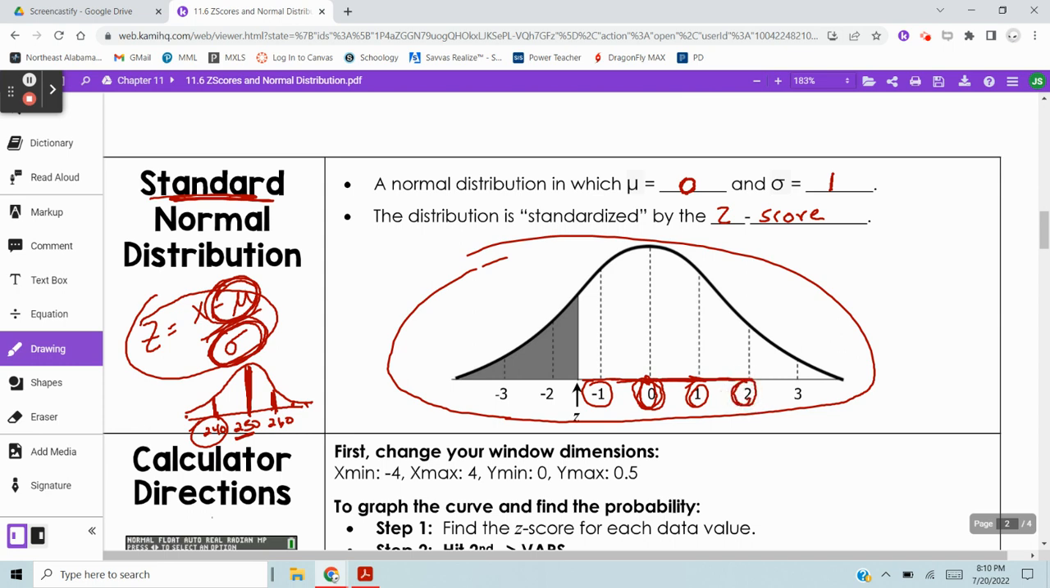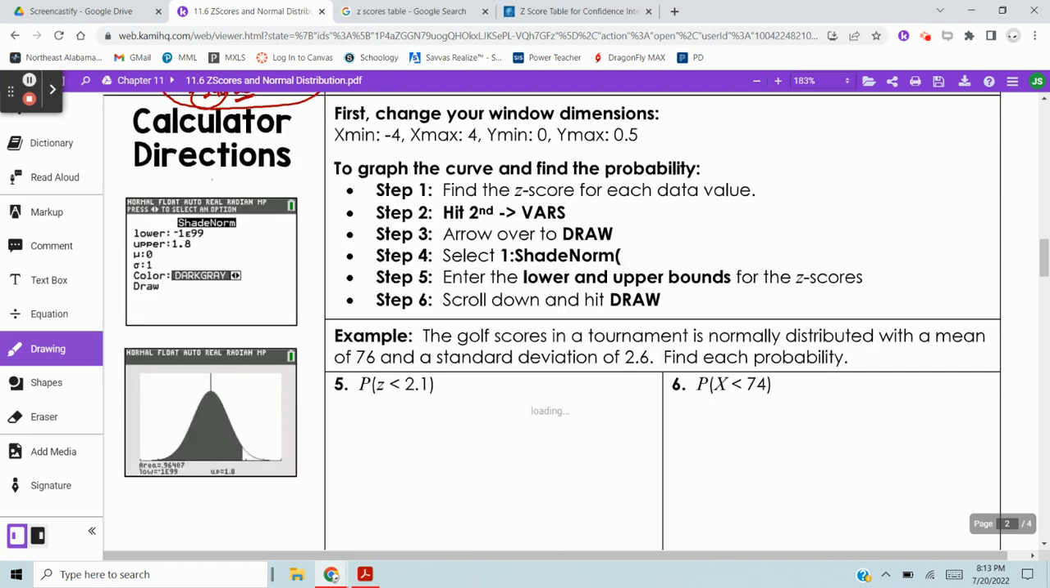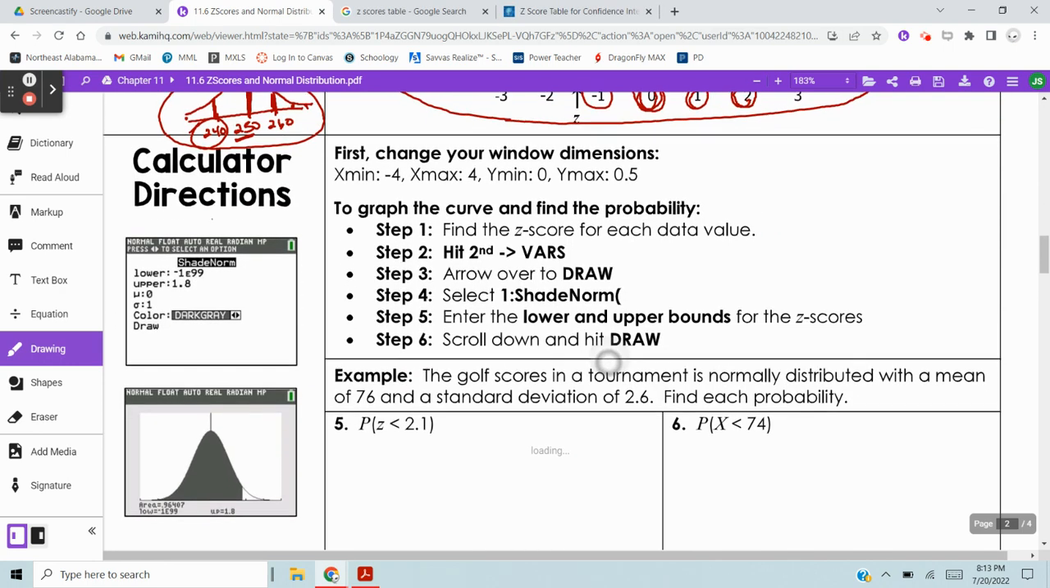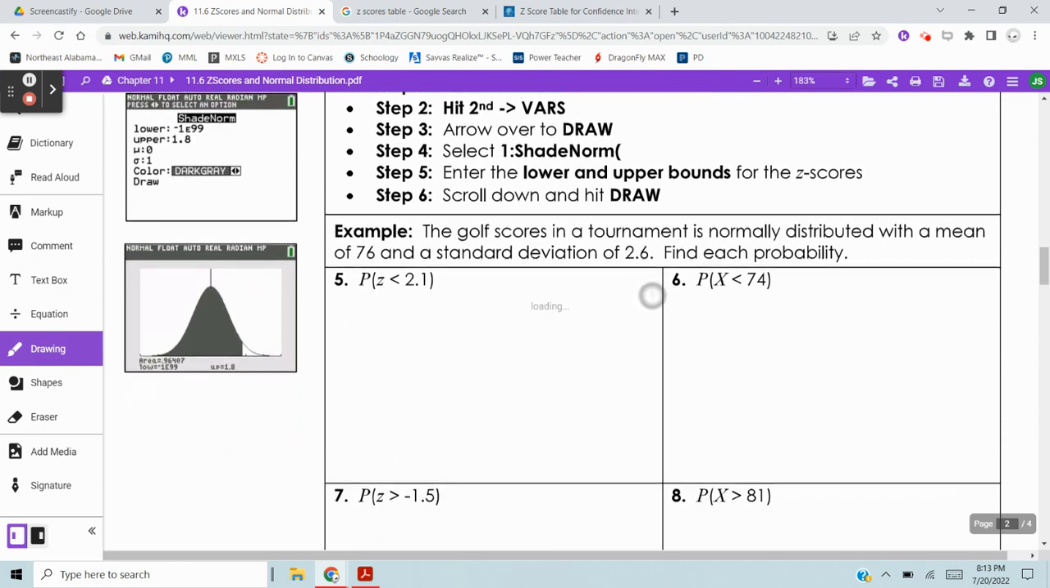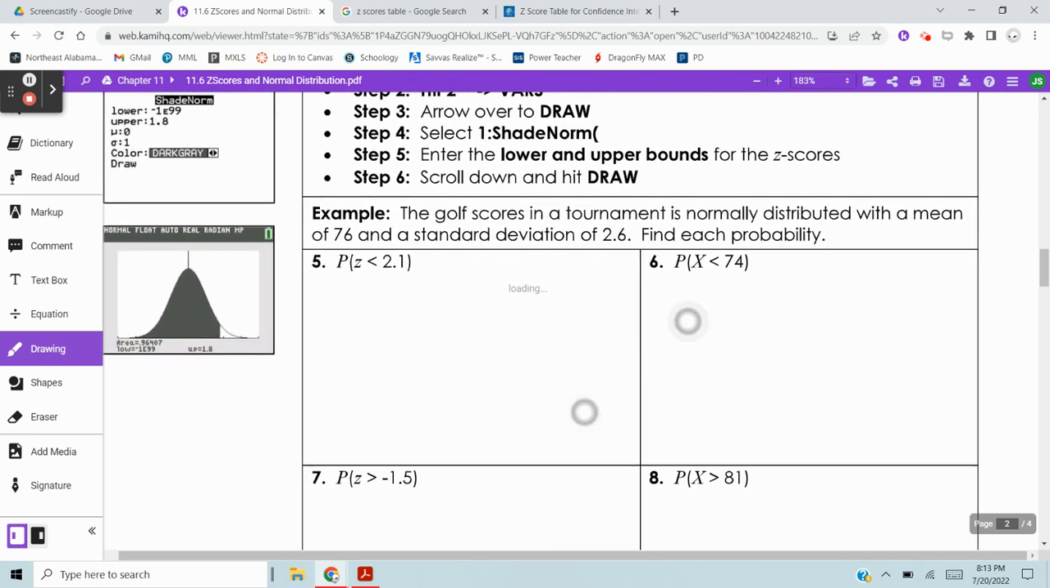So that's the reason for this formula. Sometimes we say that we are normalizing, but we're really standardizing our curve when we're converting from this to a standard normal by using this formula. Okay, the next part says calculator directions, but I actually want to do this a little bit differently.